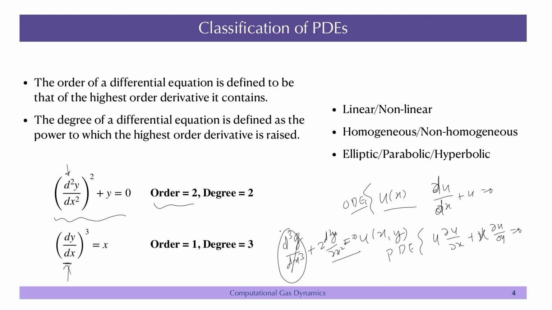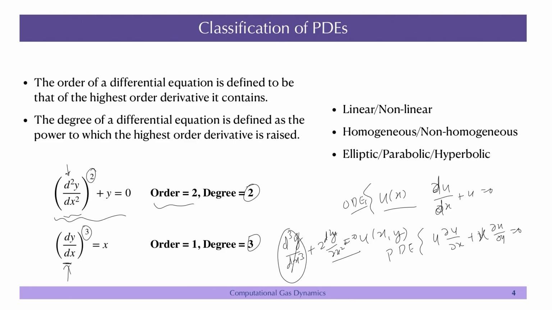So, you have to see the highest order derivative. In this case it is d2y by dx square and it is raised to power 2. So, this is degree 2. Here the order is 1, but it is raised to power 3. So, the degree is 3. You have to be very careful to look at what is the highest order derivative first and then see the degree of that, the power of that.